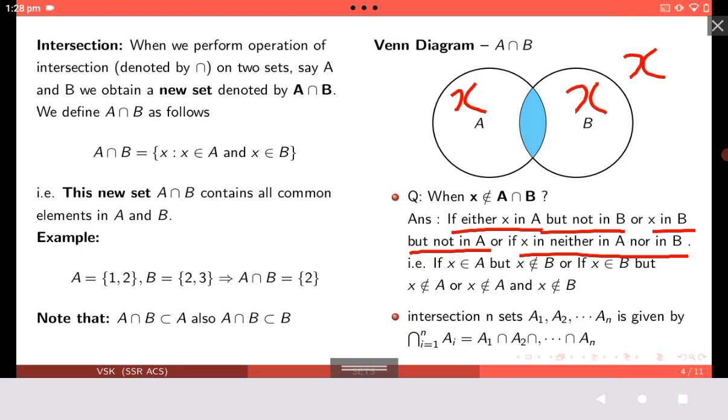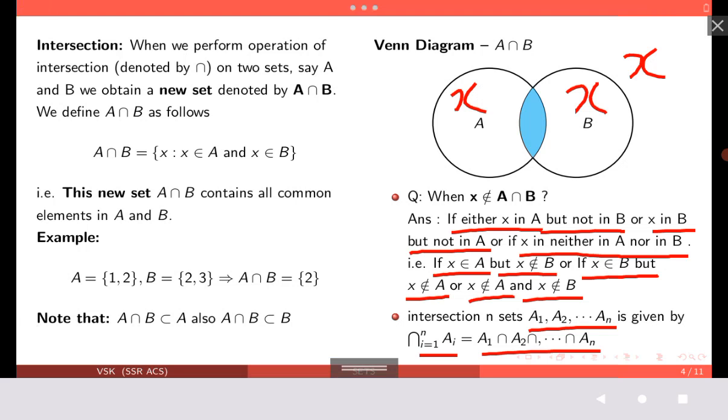That is, when x does not belong to A intersection B, x belongs to A but does not belong to B, or x belongs to B but not in A, or x does not belong to A and x does not belong to B. Now, the intersection of n sets, if we are given these n sets, is represented like this: A1 intersection A2 intersection up to An. This is the way we write the intersection of these sets.